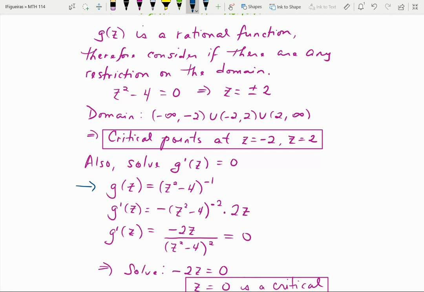So I take the derivative. So negative 1, z squared minus 4 to the negative 2, times the derivative of the inside, which is 2z. So I'm left with g prime of z is equal to negative 2z over z squared minus 4 to the second power. And that's the equation that we set equal to 0.